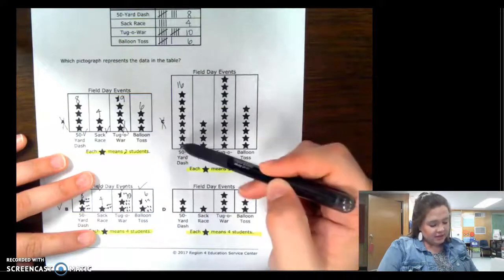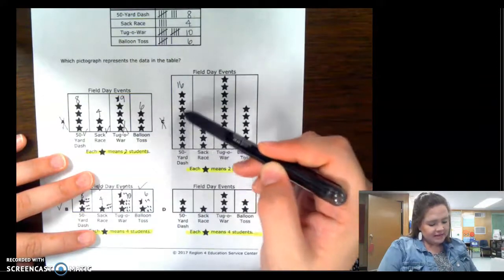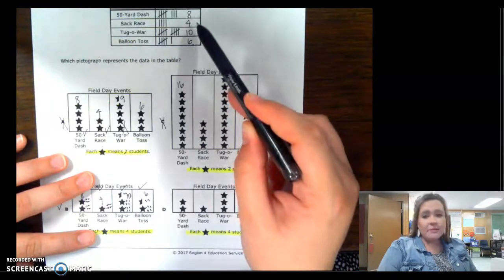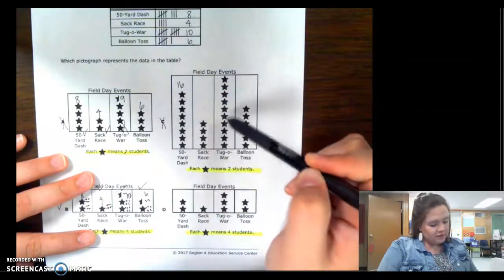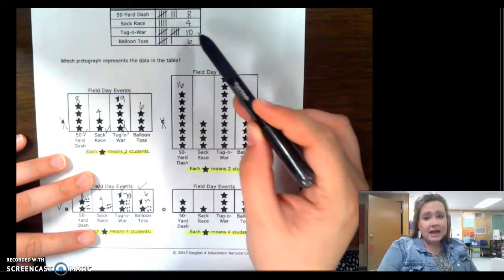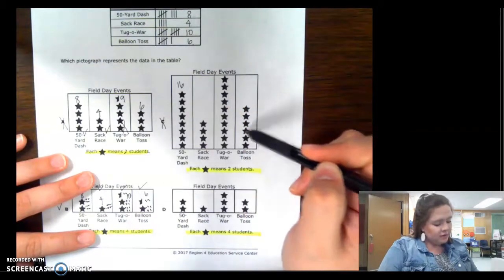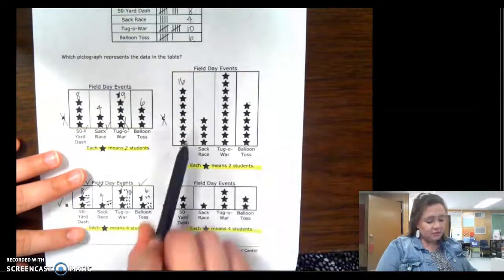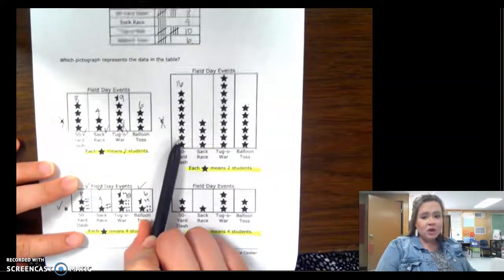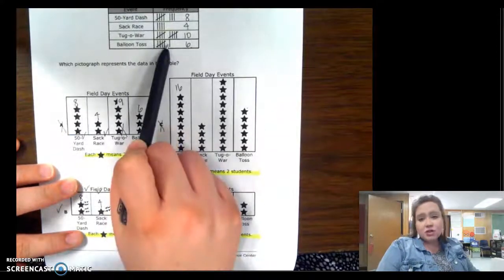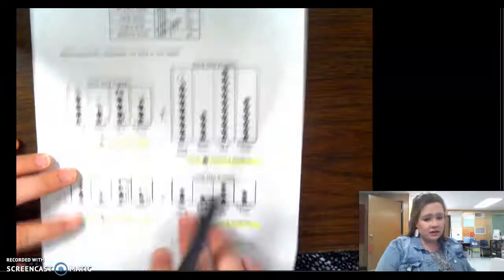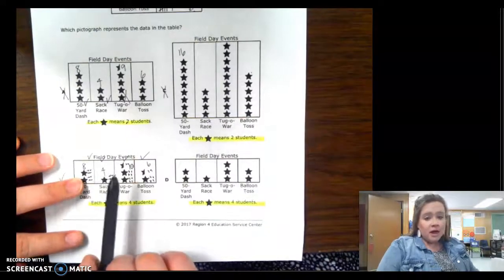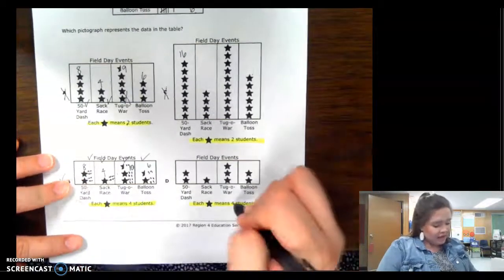Good. If a student just counted 1, 2, 3, 4, 5, 6, 7, 8, that matches. 1, 2, 3, 4, that matches. 1, 2, 3, 4, 5, 6, 7, 8, 9, 10, that matches tug-of-war. 1, 2, 3, 4, 5, 6, that matches balloon toss. So if students are not paying attention that each one means 2 students, you just count the stars and it does match your frequency table, but that is not what that's looking for, okay? We have to pay attention to our key, all right?